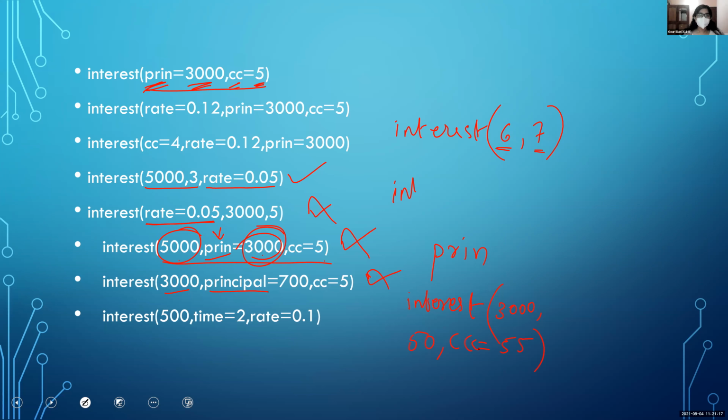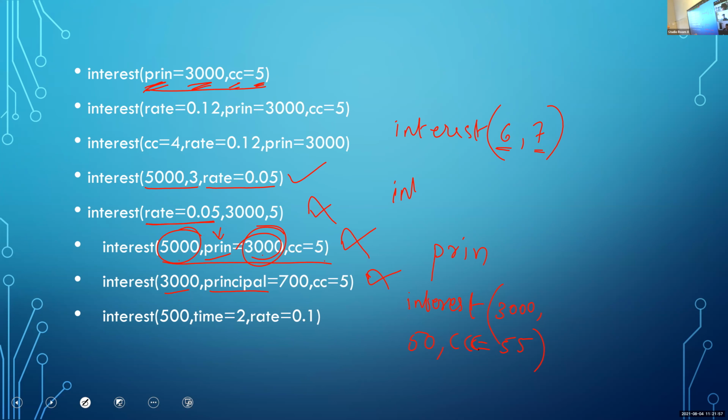No, ma'am. Why? CC has two values. Yes, CC has multiple values, two values. That is the second reason. What is the first reason? CCC. Here the name is CCC. There is no argument name like CCC. The argument name is CC. So this is invalid.